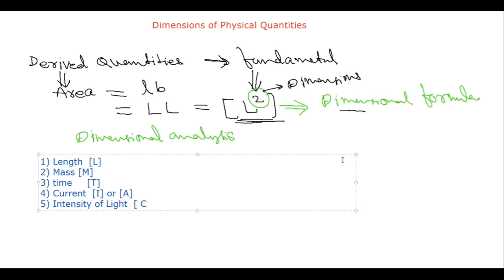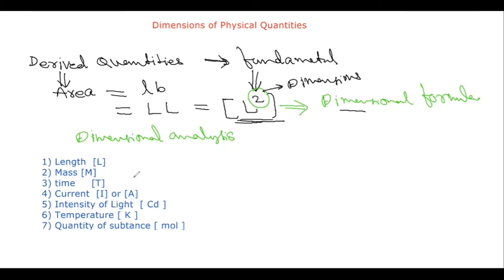And number 5, it is intensity of light. It is indicated with CD as the dimensional formula. And number 6 is temperature, indicated with K. Or you can indicate theta also, no worries. The last one is quantity of substance. And the dimensional formula, it is mole, MOL. So these are the fundamental quantities and corresponding dimensional formulas.